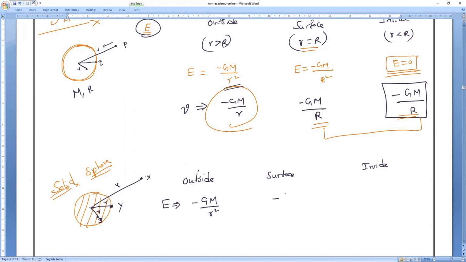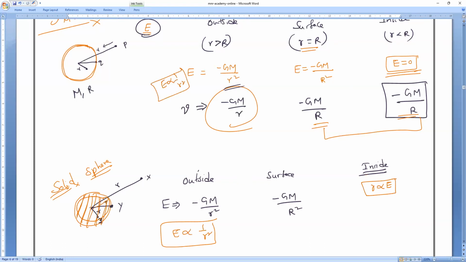Next, on the surface, what is happening? Minus GM divided by r square. But inside, it is not a hollow sphere, so it will not become 0. It is a solid sphere. If I remove layer by layer, as the r value keeps decreasing, inside alone, r is directly proportional to E. Am I right, everybody? Outside, E is inversely proportional to r square. But inside a solid sphere, E is directly proportional to r.